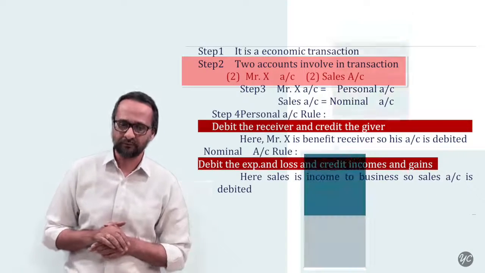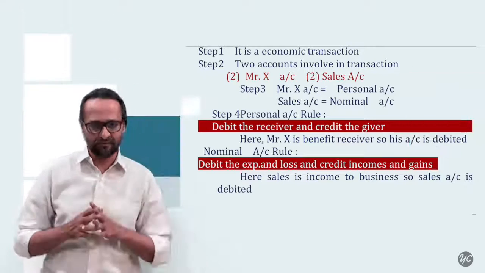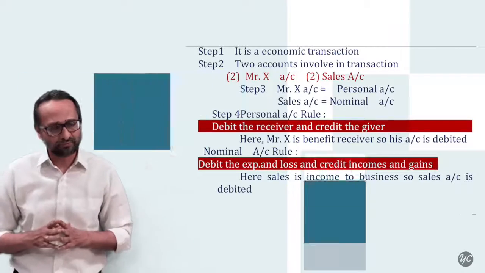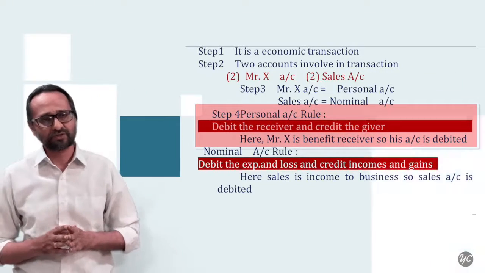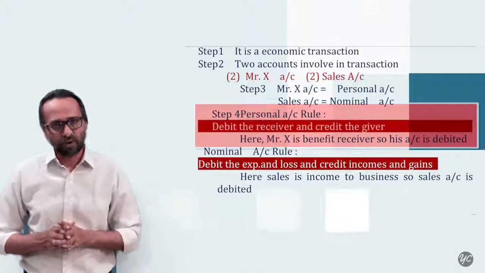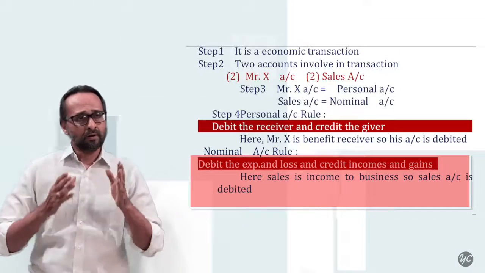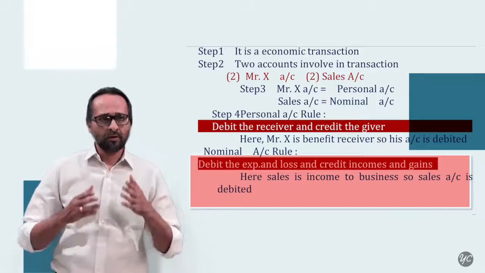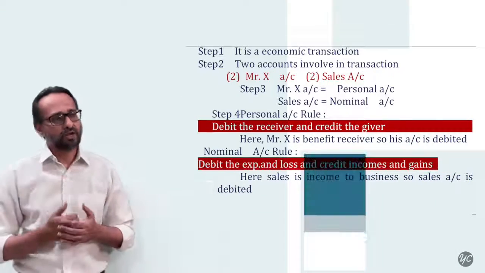Two accounts are involved in this transaction: one is the party, that is Mr. X account, and number two is sales account. Here Mr. X is receiving benefit from the business without paying anything. Right now he is taking goods from us without paying any amount. So as per the personal account rule, Mr. X account is debited, while sales is a nominal account. Sales is an income, so as per the rules of nominal account, expenses are debited and incomes are credited. So sales account is credited in this case.